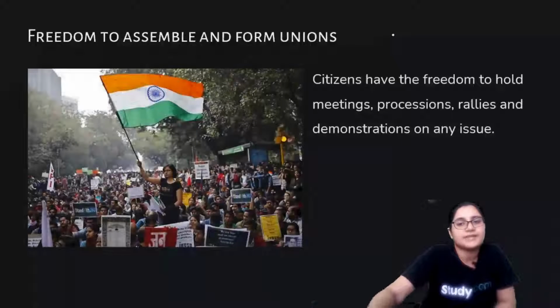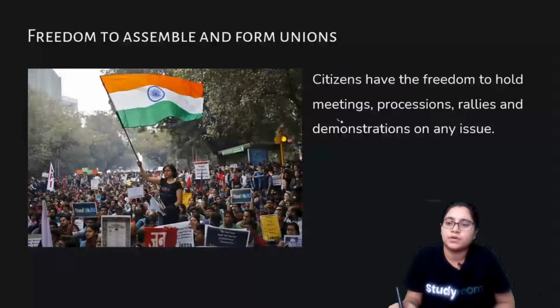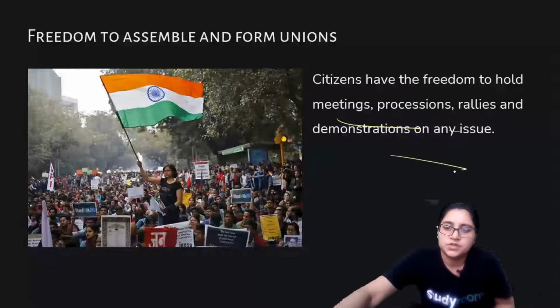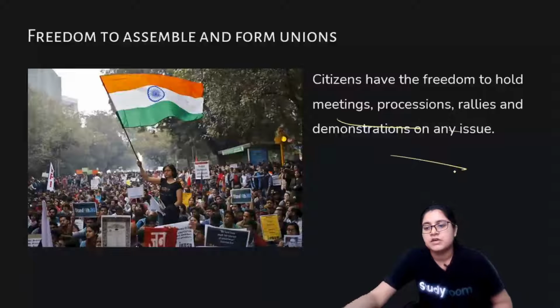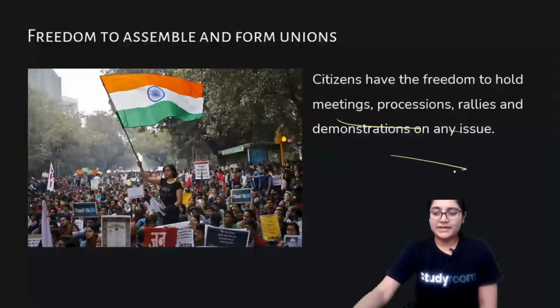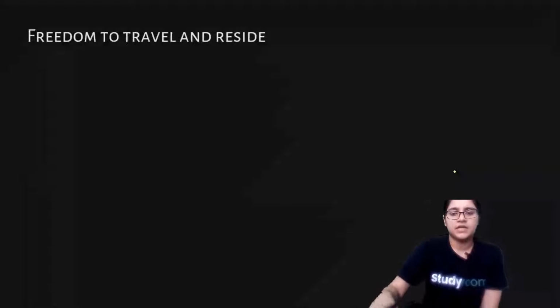Now we have freedom to assemble and form unions. So citizens have the freedom to hold meetings, processions, rallies, and demonstrate on any issue. Citizens can form associations, for example, different trade unions and different associations for campaigns against corruption. But this should not lead to public disorder or breach of peace in society. Those who participate in these activities and meetings should not carry weapons with them. Alright, these things should be kept in mind.